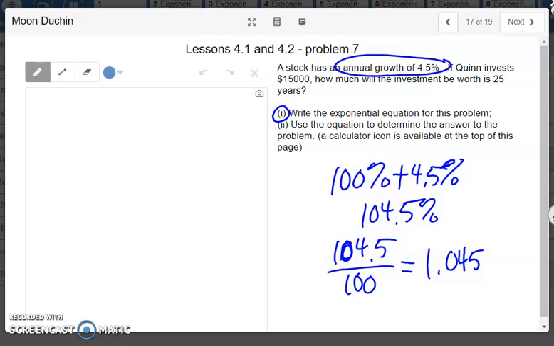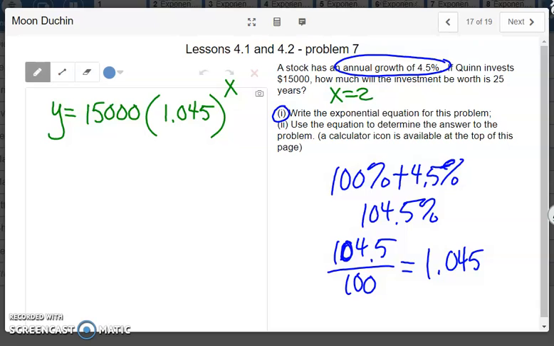So the equation is y is equal to my starting value, which is 15,000, times my b value, which is 1.045, raised to the exponent of x. In this problem here, we're investing this money over 25 years, so that means x is going to be 25. So it does ask you to figure out the answer to the problem.